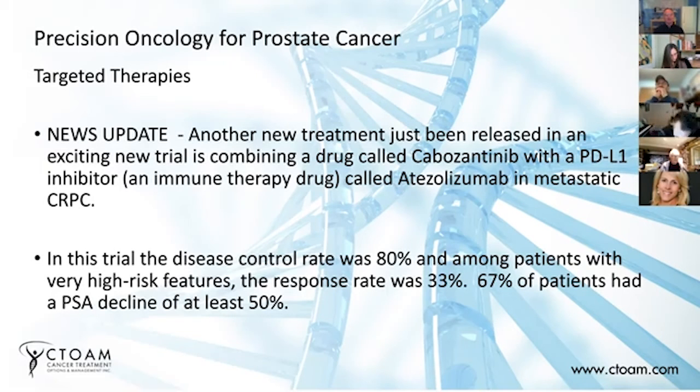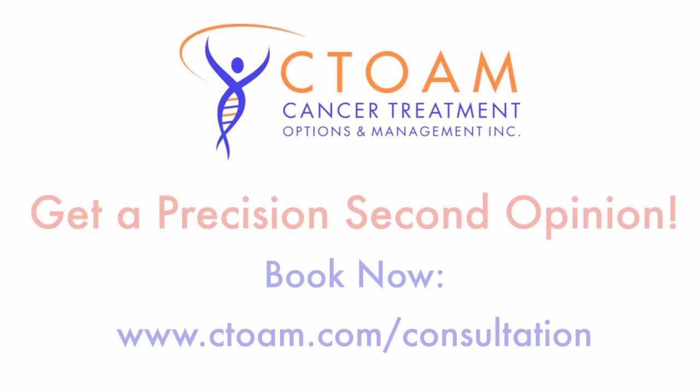In this trial, 80% of patients, the very high risk of response rate. So yeah, the response rate refers to how many patients responded, overall response rate. So in this particular study, 67% of patients had a PSA decline of at least 50%. So that's using the PSA scale. Some of those patients, PSA was not a good indicator, so you have to consider that too.